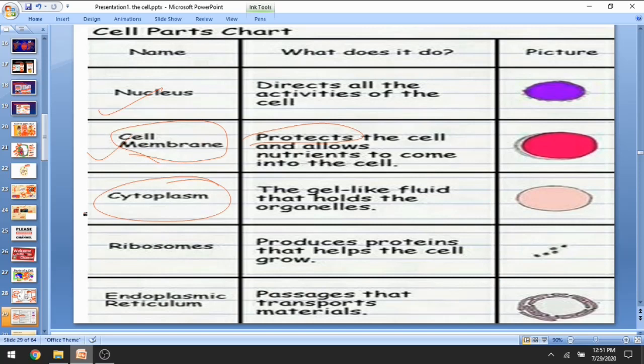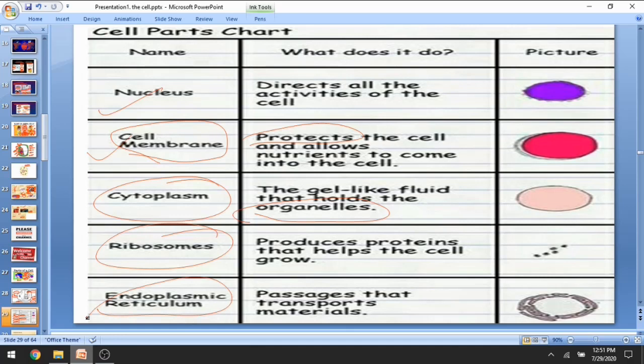As I told you, cytoplasm is a transparent, gel-like, semi-liquid fluid that gives shelter to different organelles so that they could perform well inside the cell. Ribosomes are protein factories. They produce protein and help in further growth of the cell.